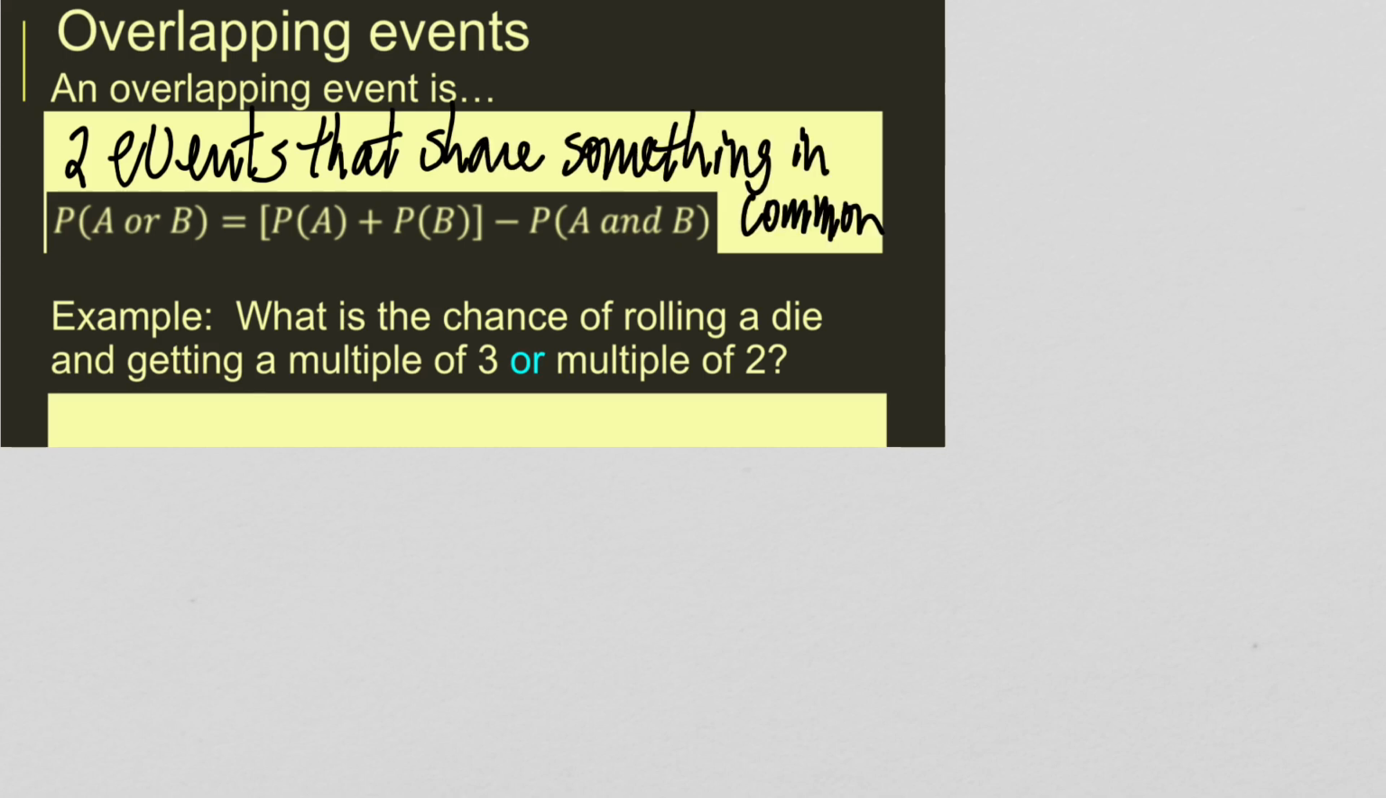So the formula is going to be the same as the other one from the previous slide with that word or there, right? We're finding the probability of both events and adding them, but we're subtracting what's common between the 2 events, what's common. So we're going to have a couple examples for this one. What is the chance of rolling a die and getting a multiple of 3 or a multiple of 2?